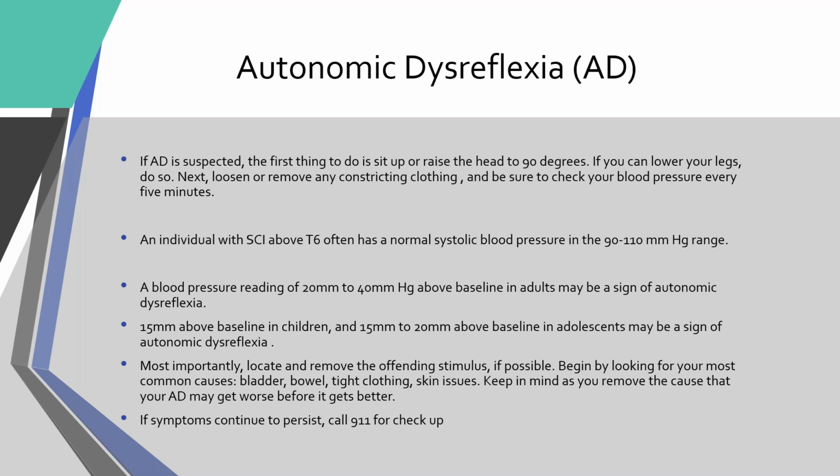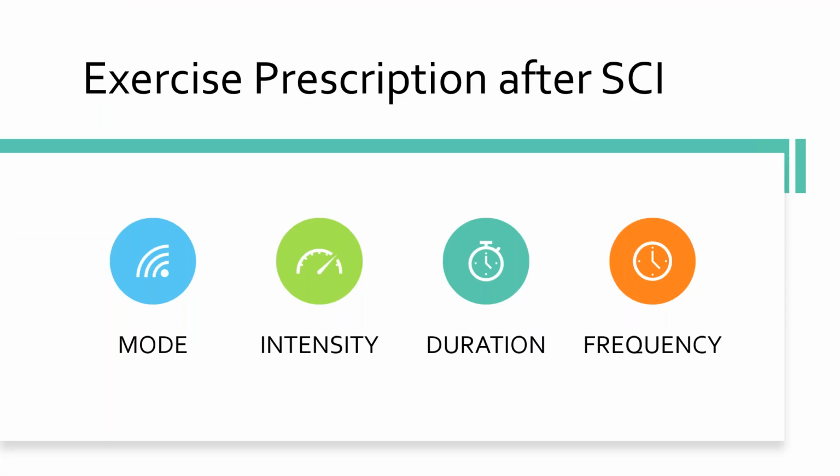Blood pressure readings 20 to 40 millimeters of mercury higher than their baseline would be a key as well. But just make sure you find that stimulus as fast as you can. But if you see that you've done the most you could, you make sure that their clothes are loose, their feet are elevated, they don't have a bowel movement. Call 911 if the symptoms persist. We can just take them to the emergency room where we can get that addressed immediately.